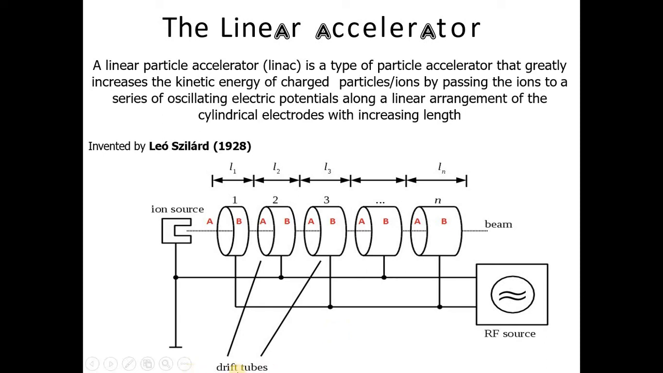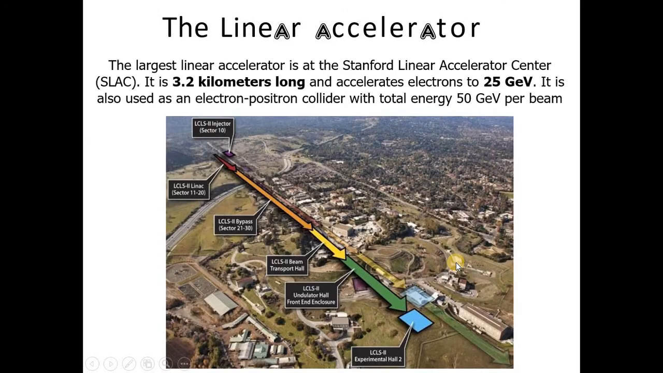We have a cylindrical shape linear accelerator, ion source and different portions, and the electron beam is passed through them. A collimated beam is produced. Drift tubes and frequency RF sources are also used.